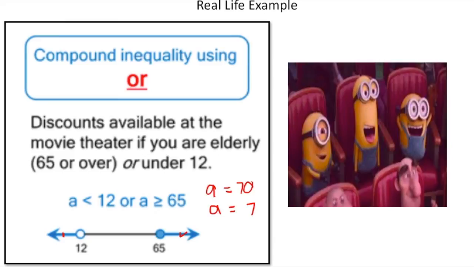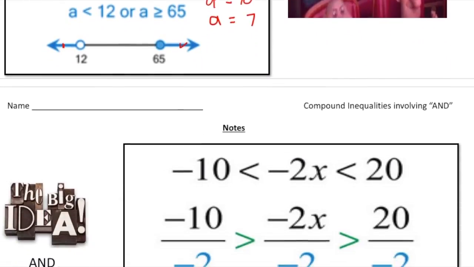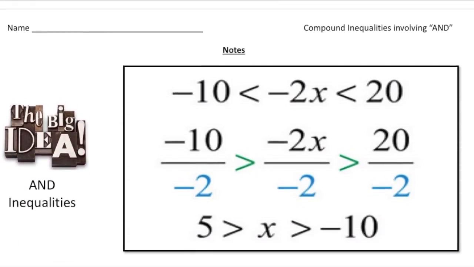Now let's take a look at the and. The and is a little more confusing, but not much. In an and inequality, notice we have two inequality signs. So we have negative 2x is less than 20, but also greater than negative 10. The value of x has to satisfy this inequality as well as this one. That's the big difference between and or. With and, it has to satisfy both inequalities.